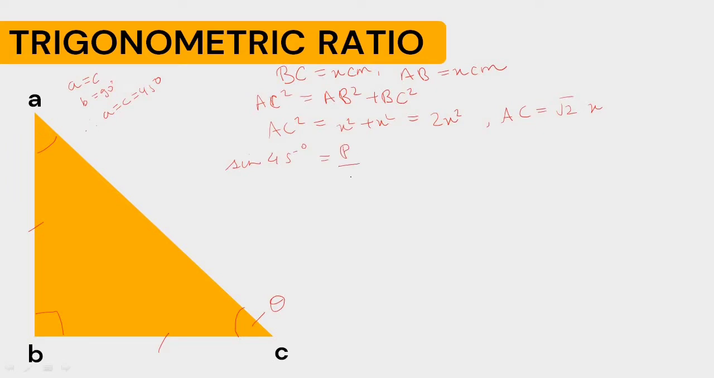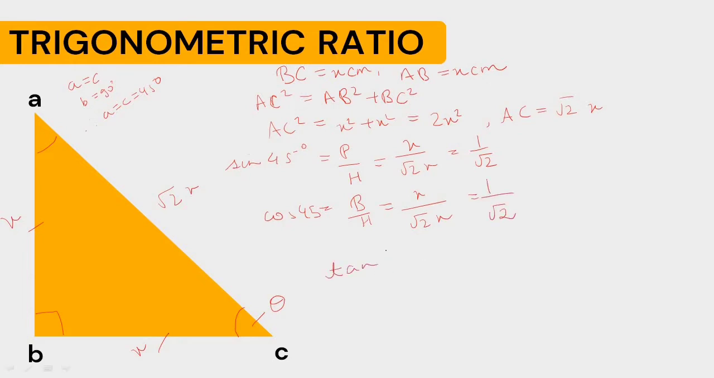So what is sine? Perpendicular upon hypotenuse. What is perpendicular here? As both the angles are equal, we can take any of the angles as our base angle. So sine 45 is equal to perpendicular, which is x, upon hypotenuse, which is root 2 x, which will give 1 upon root 2. Similarly, cos 45 is equal to base upon hypotenuse, and base here is x, and hypotenuse is root 2 x, which will come 1 by root 2.